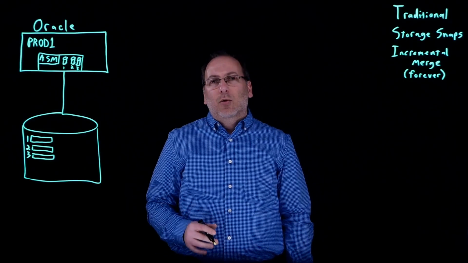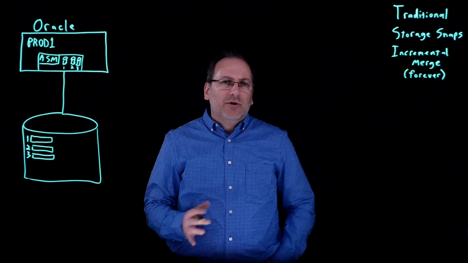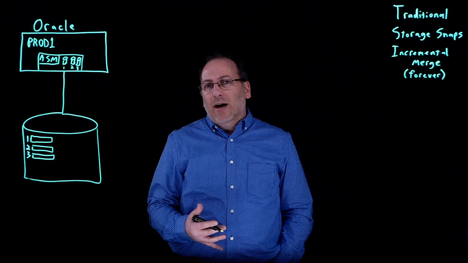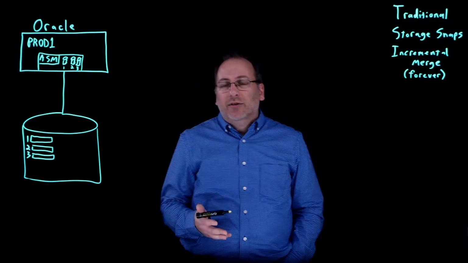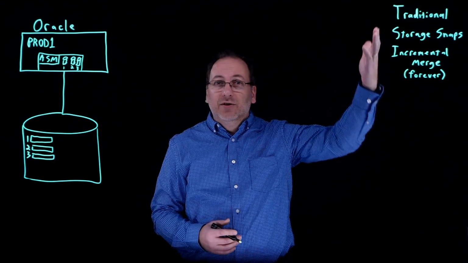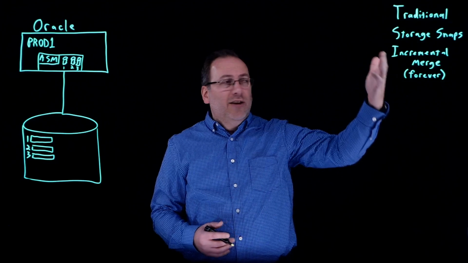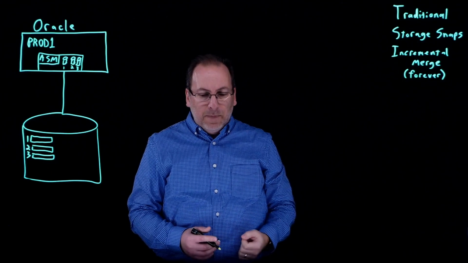Today we're going to be talking about Oracle RMAN backups, different methodologies for backups, some of the pros and cons of each, and we're going to dive into how Actifio has implemented Oracle backups and recovery. So to start out with, there's really three approaches for Oracle backups. You have your traditional approach of fulls and incrementals, you have a storage snapshot approach, and you have the incremental merge method, which is often called incremental forever.